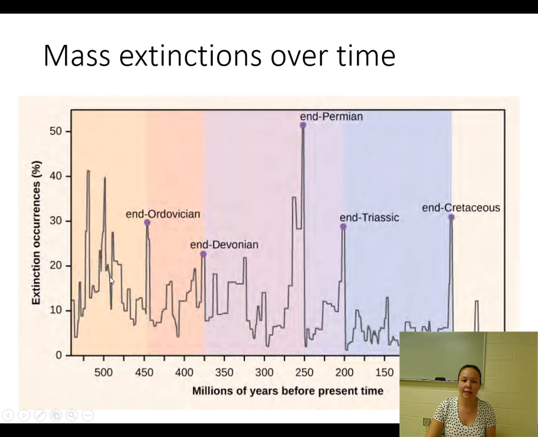There have been mass extinctions over time. So if you look at millions of years before present time here on the x-axis, and then extinction occurrence on the y, you can see that in certain periods over time, there have been mass extinctions.